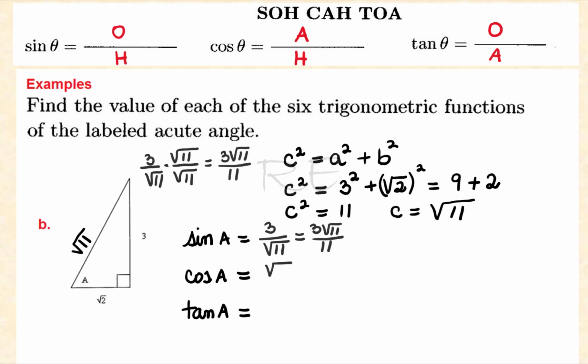Cosine is the adjacent side, which is square root of 2, divided by square root of 11. And when we rationalize the fraction, we will get square root of 2 times square root of 11 over square root of 11 times square root of 11. It's going to be square root of 22 over 11.